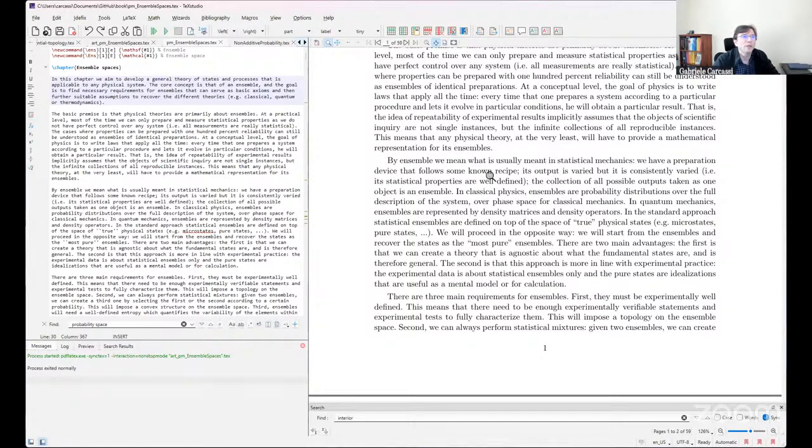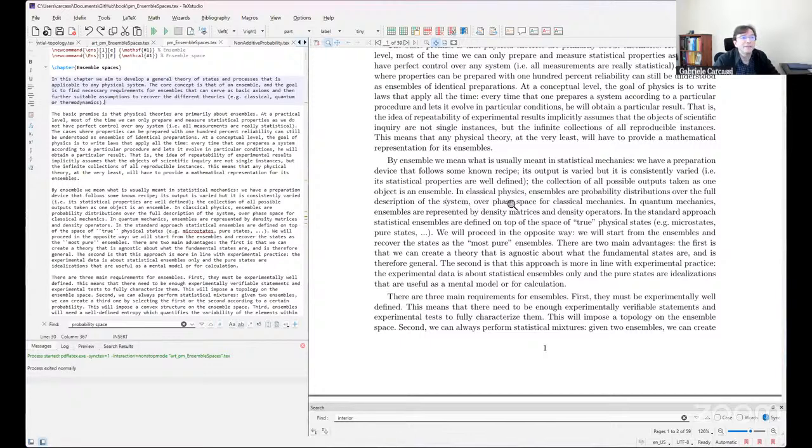By ensemble, we mean what is usually meant in statistical mechanics. We have a preparation device that follows some known recipe. Its output is varied, but is consistently varied. That is, its statistical properties are well defined. The collection of all possible outputs taken as one object is an ensemble.